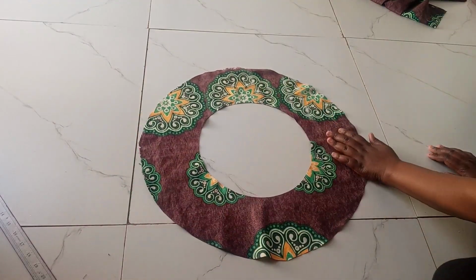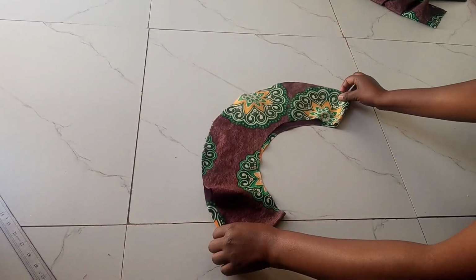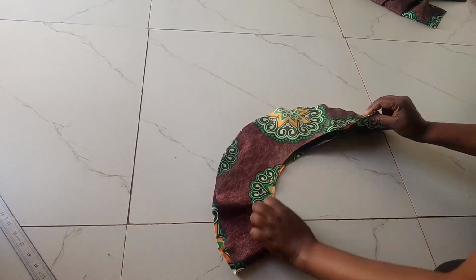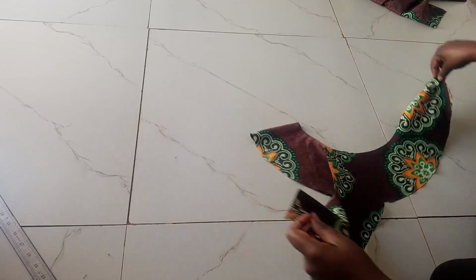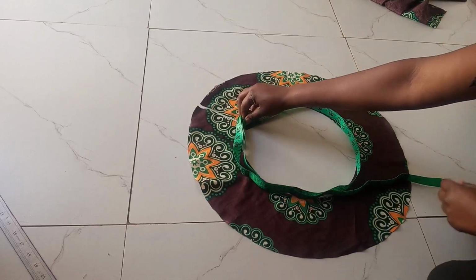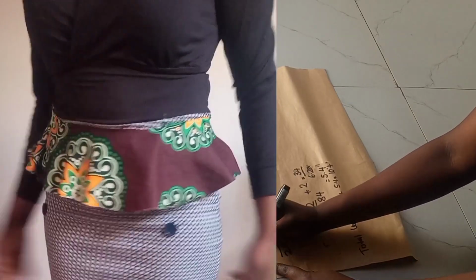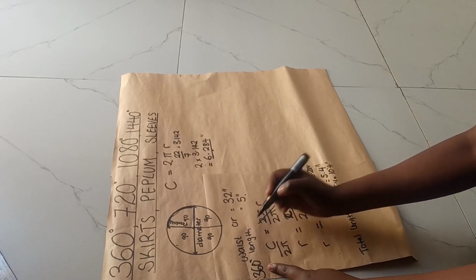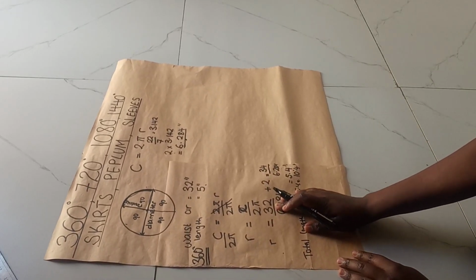So this is a full circle, as you can see. For our 360 degrees, it doesn't have many gathers, it doesn't seem to have many pleats. So you open one side and you can attach your zipper allowance there. I measured this and it gave me 34 inches. So this was for the 360 degrees.